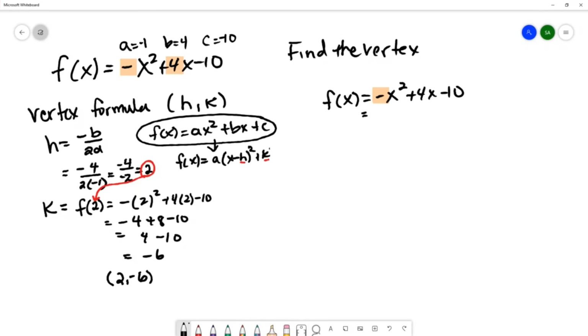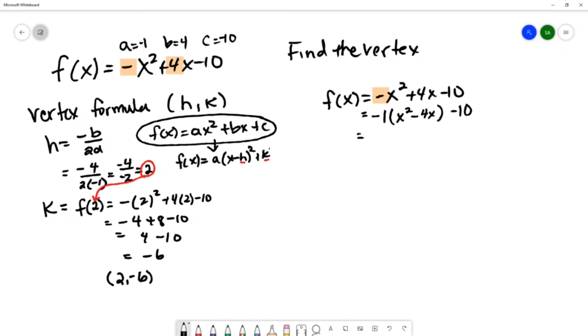With completing the square, we start by factoring the coefficient of x squared out of only the x terms. So we're only going to factor it out of the -x squared and the 4x. The -10 I'm going to leave alone and just carry that down to the next line. So I'm going to factor out that coefficient from the first term. If I factor out a -1, I'll be left with x squared. I'll factor out a negative from 4x, so that becomes -4x. And I carry down that constant of -10.